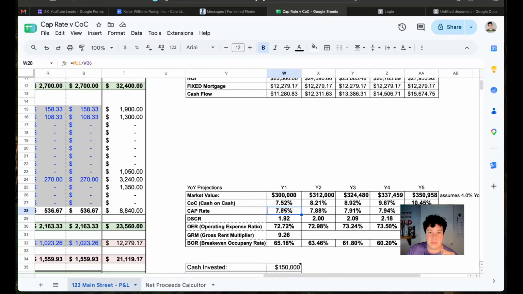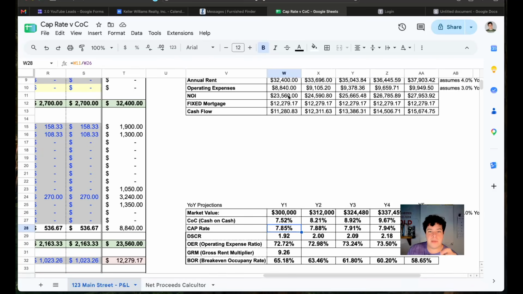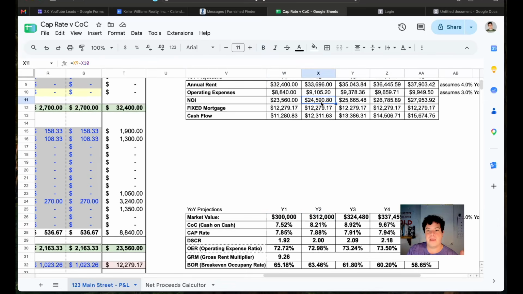Cap rate being influenced mostly by how cost effectively the property is running compared to what it's worth. So as the property goes up in value, as years go by, and you see an increase in expenses, depending on the rate of those changes, you're going to see cap rate go up or down marginally, significantly, depending on how effectively your expenses are being managed in relation to the value of the property.